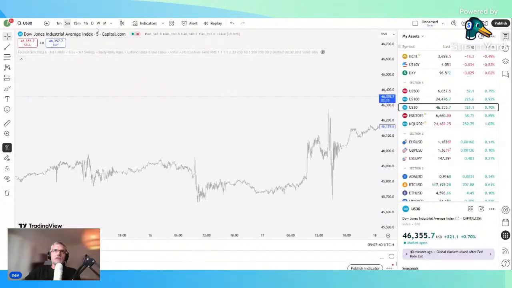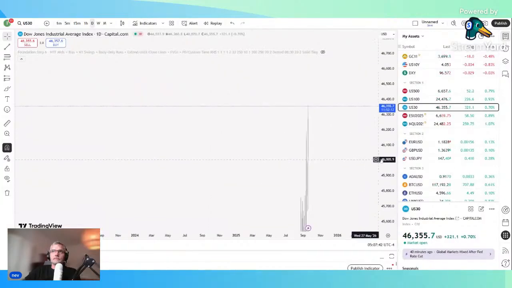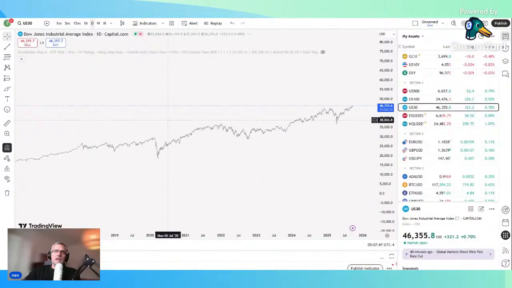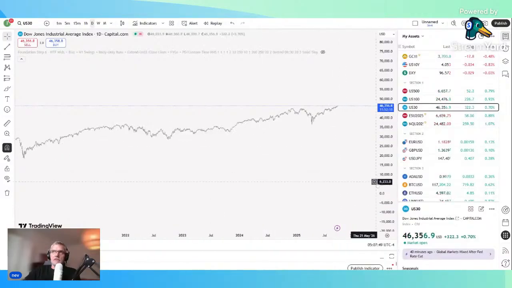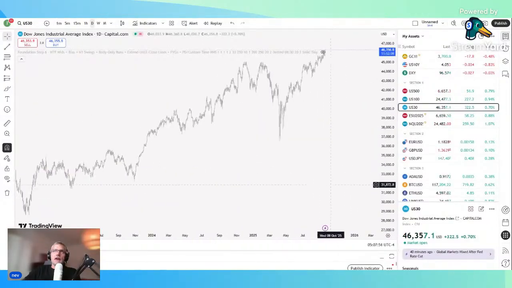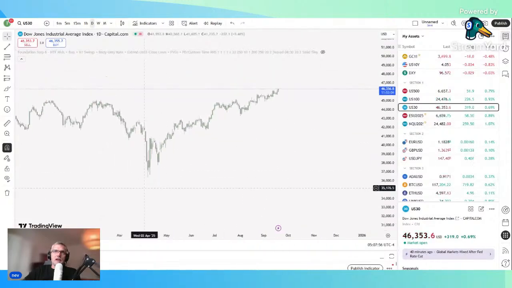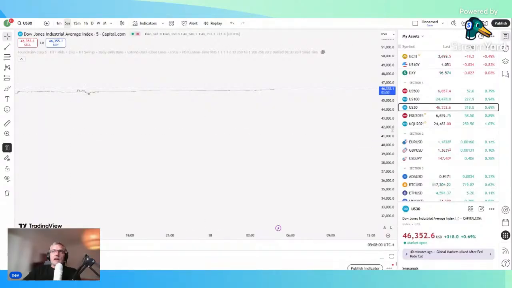And if we go to the daily, you can see that we're at all-time highs. So the FOMC rate decision just cleared out a load of stops. And then today we've had a continuation of this trend, which has been going up since April 2025. So going back down to the M5.